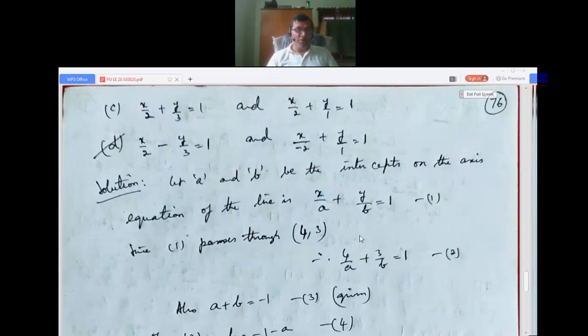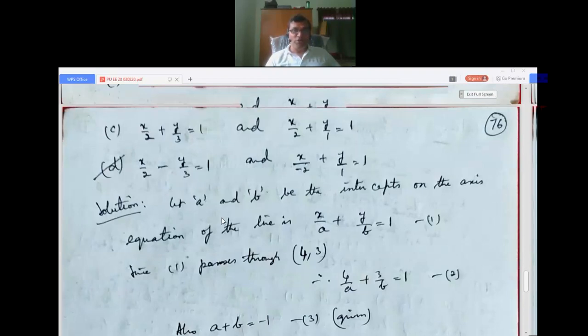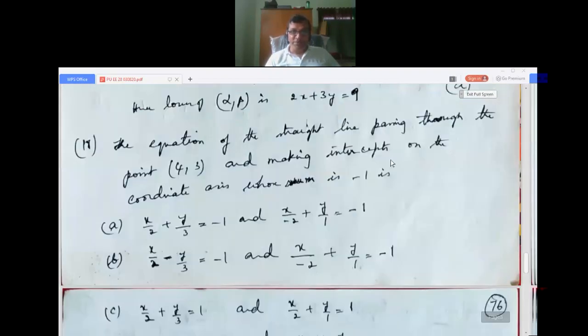Okay, let a and b be the intercepts on the axis. So the equation of the straight line is x/a + y/b = 1. We are going to use the intercept form, where a is the x-intercept and b is the y-intercept, because this question has the word intercepts in it, whose sum is minus 1.